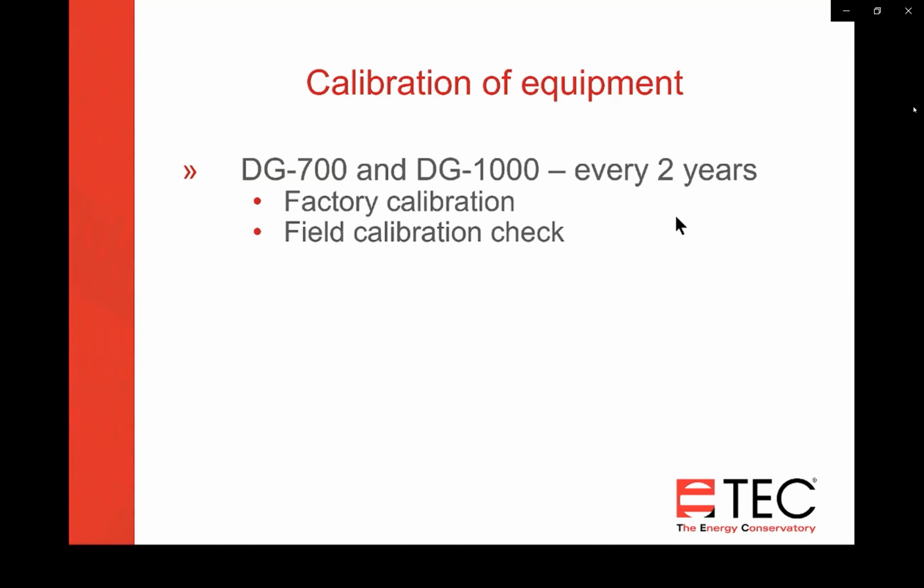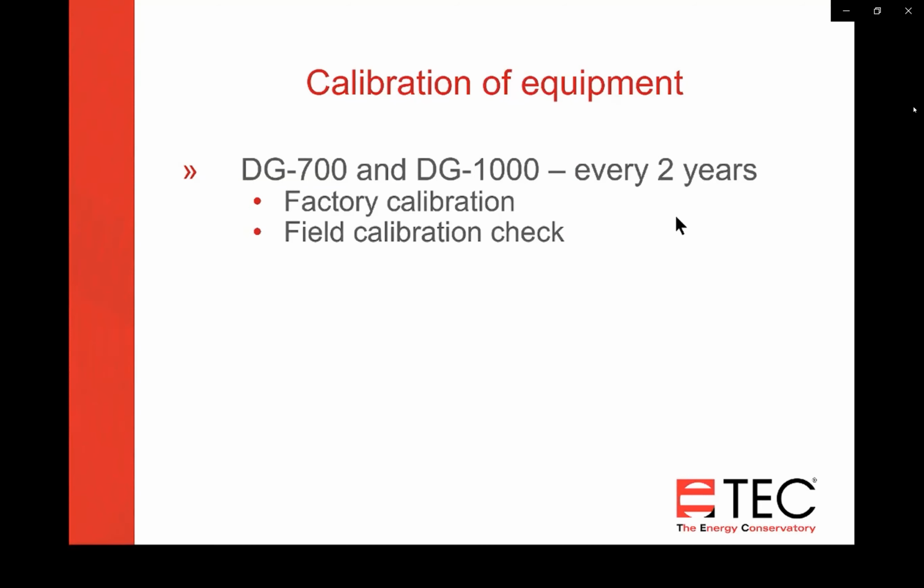Inside the gauge, there's a chip that shows when that calibration was done. So whenever you generate a report, it can show what that calibration date was. So you can confirm that the equipment you're using has been calibrated. You can also do a field calibration check.